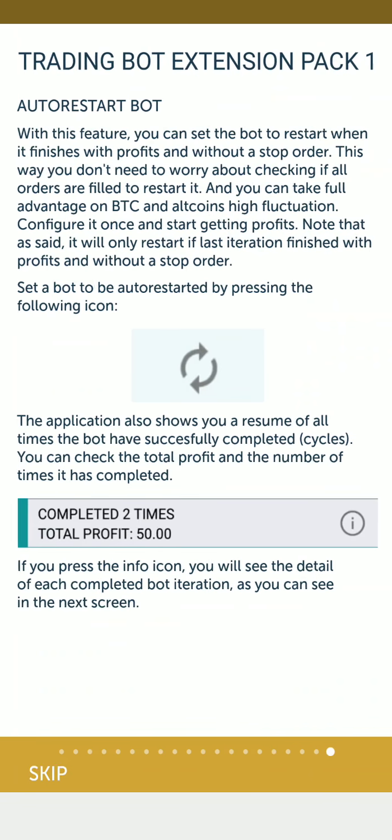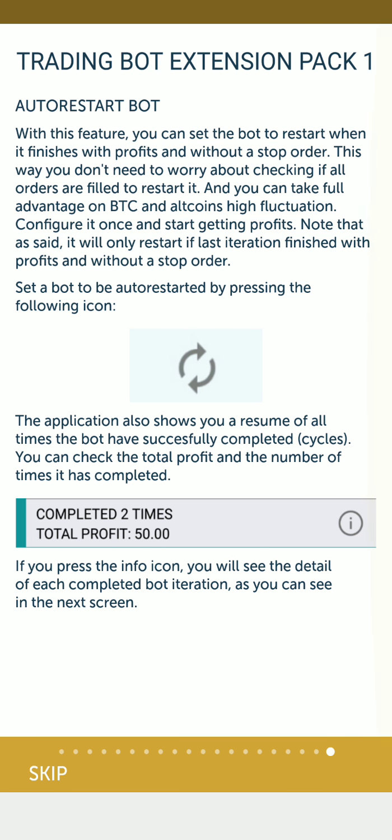because I manually trade, and this is the auto restart and the whole trailing buy and trailing stop and all that is part of this extension package. Basically, if you follow my other videos, you know I'm very patient and I will wait for the price to come to me. So I set my alerts.